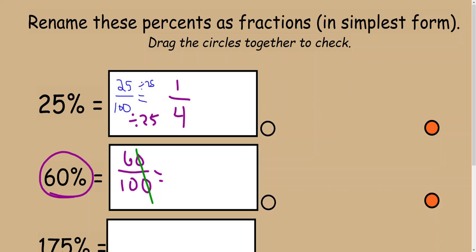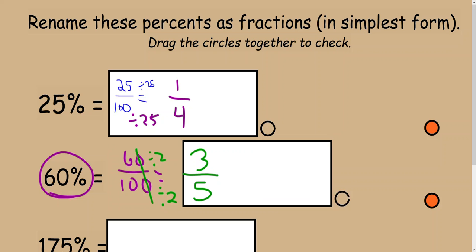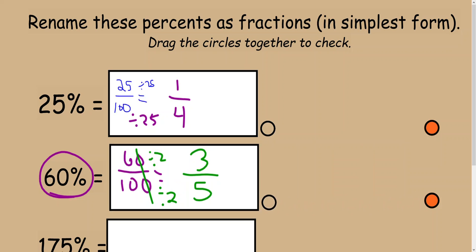2. So we divide both our numerator and our denominator by 2. 6 divided by 2, or 2 times what is 6, and we get 3. And 10 divided by 2, or 2 times what is 10, is 5. So our answer is 3/5.